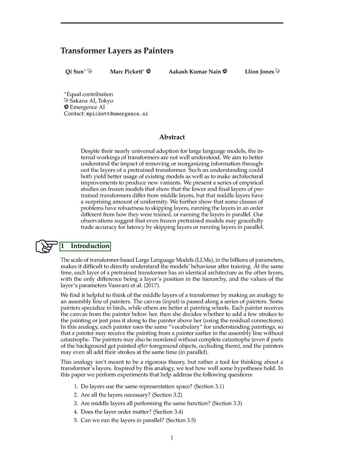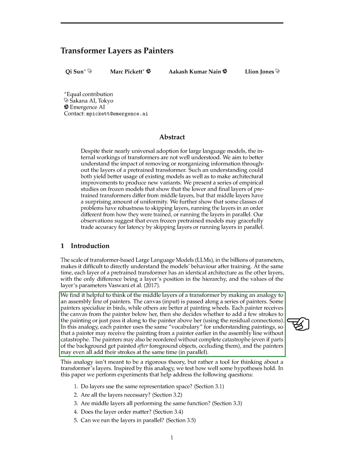Section: Introduction. In this section, we delve into the challenges posed by the large scale of transformer-based large language models, LLMs, which contain billions of parameters, making it complex to interpret their behavior post-training. Each layer in a pre-trained transformer follows the same structure as the other layers, differing only in their position in the hierarchy and parameter values.